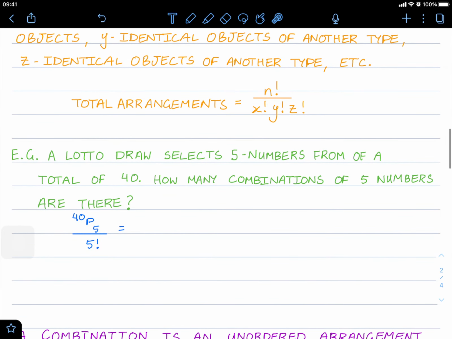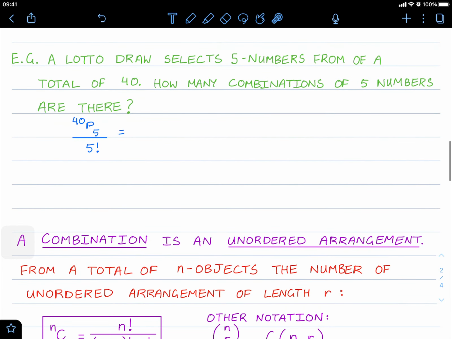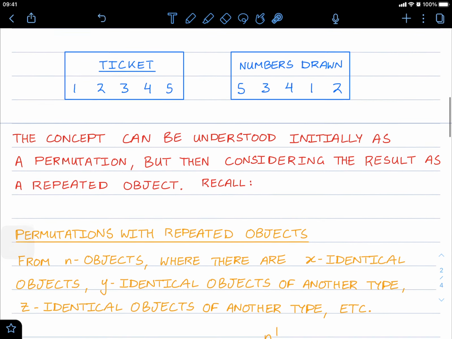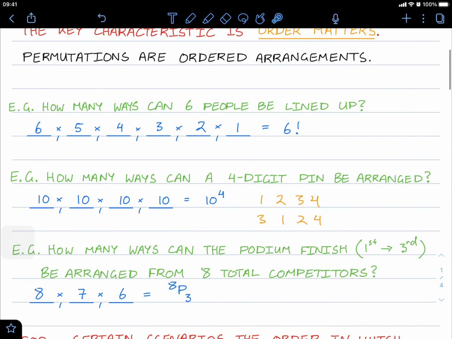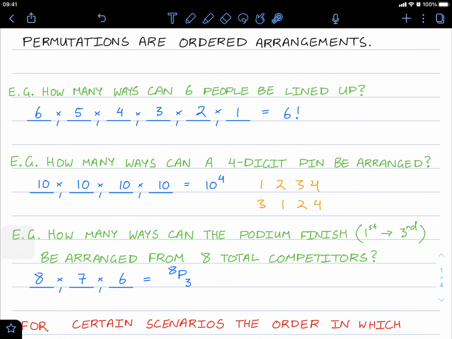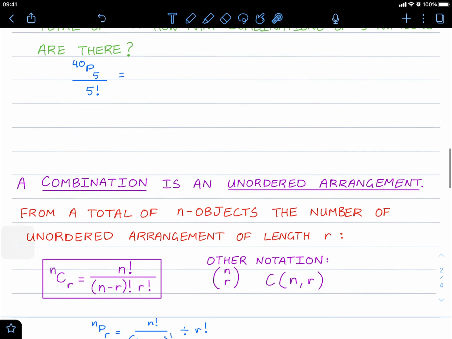So this is just an introduction. We'll do some more examples later, but the main idea is that a combination is an unordered arrangement. Think lotto. Permutations are passwords. The order matters for permutations. Order does not matter for combinations.